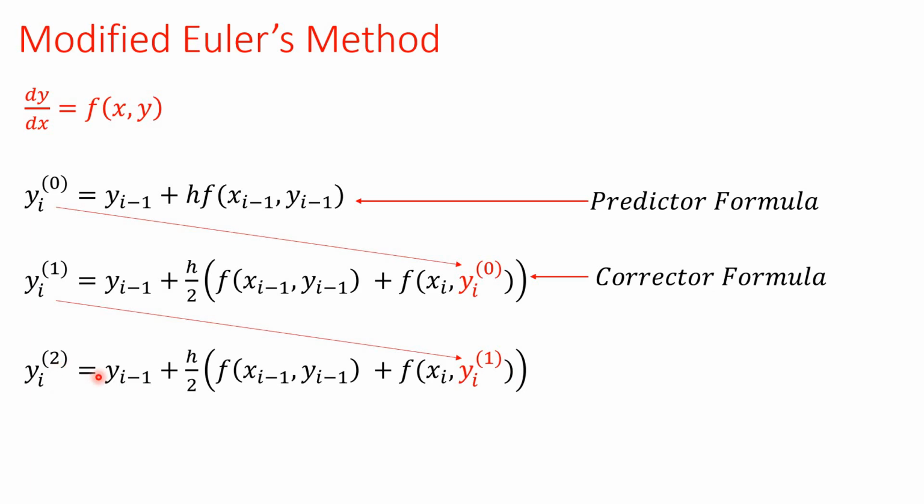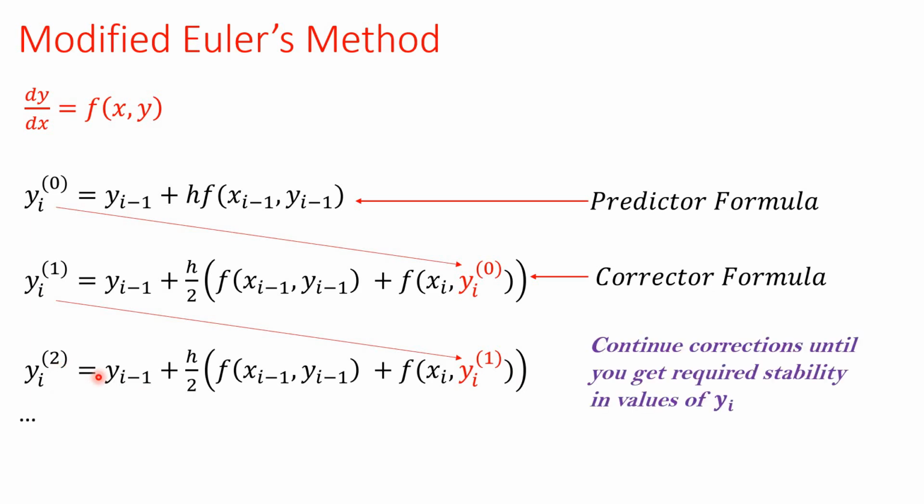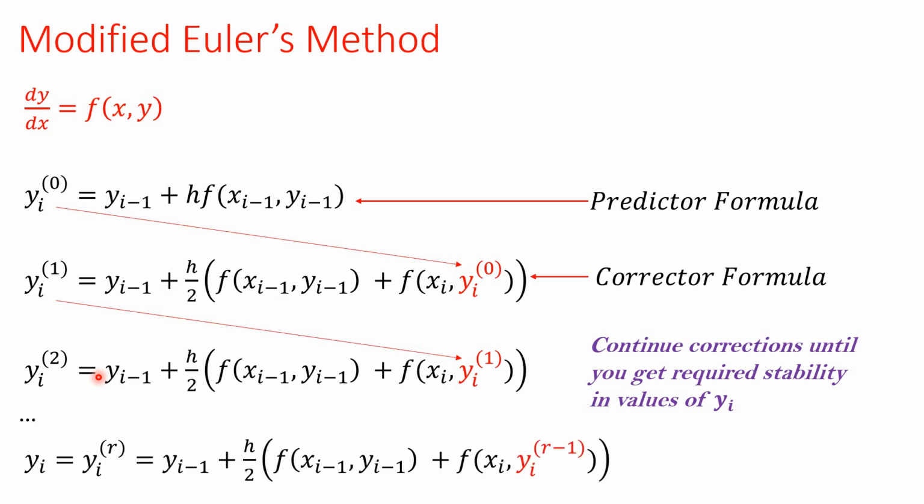So yi2, this is second time corrected, and this is how we can continue this process until we get required stability in values of yi, and that we will call as yi. So for example, r times repeated value of yi we will call as yi. So this r depends on how much accuracy you want. Alright, so this is how modified Euler method works. Now let's have one example.